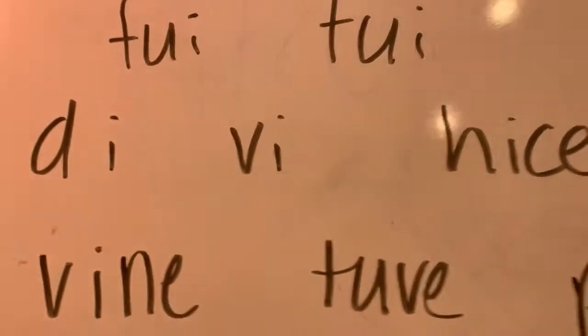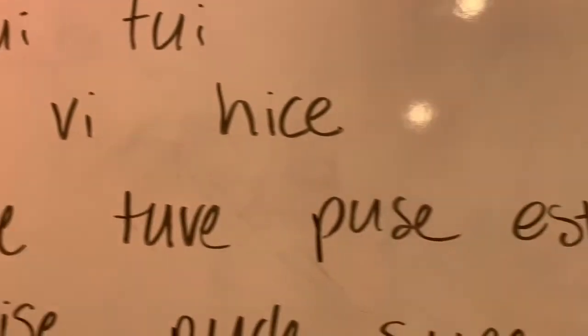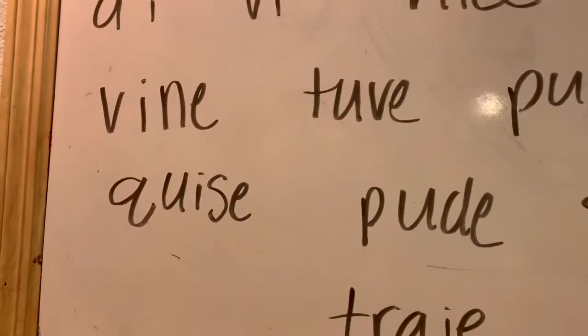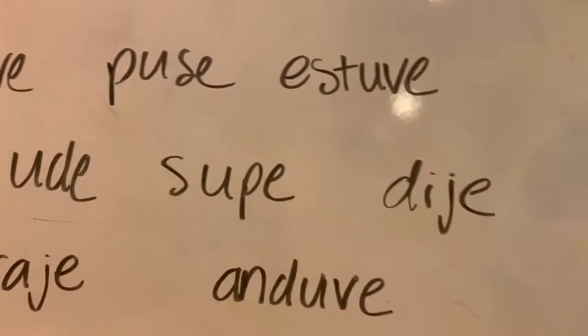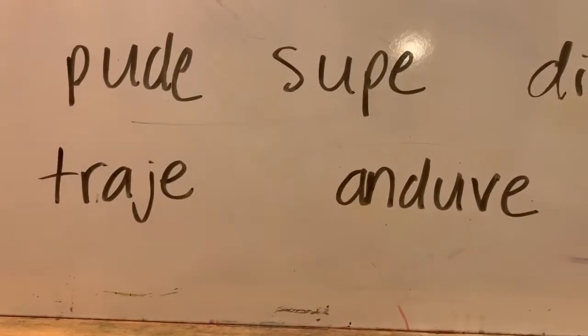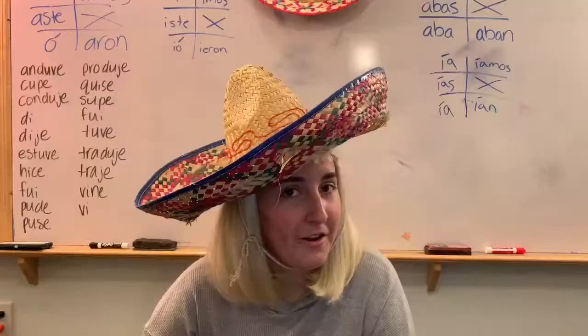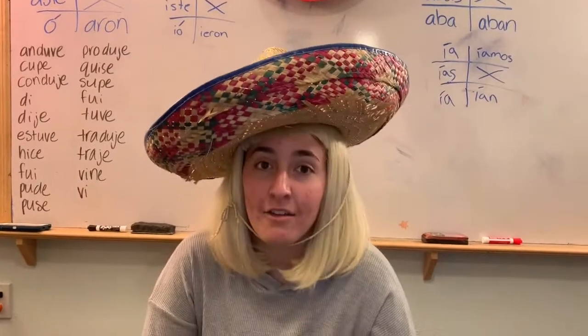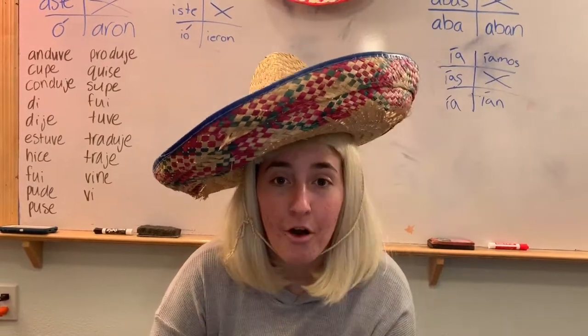Okay, now let's do the preterite. Some verbs in the preterite have their own special endings and stems. Let's sing the song. Fui, fui, tuve, hice, vine, tuve, puse, estuve, quise, pude, supe, dije, traje y anduve. Me gusta la canción. Pero hay más verbos irregulares en la forma de yo.